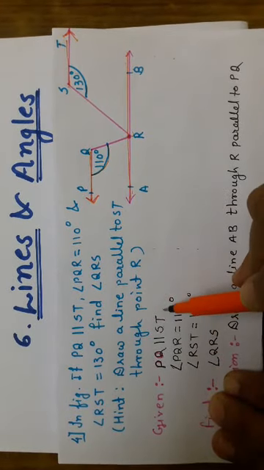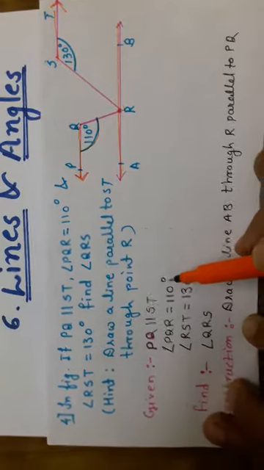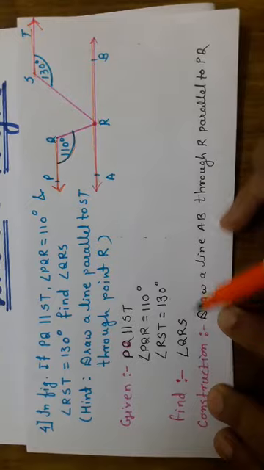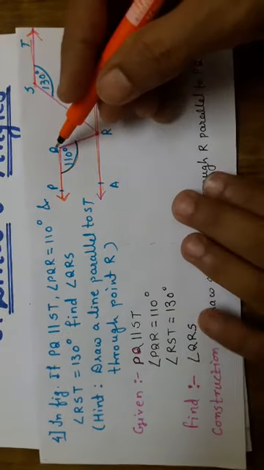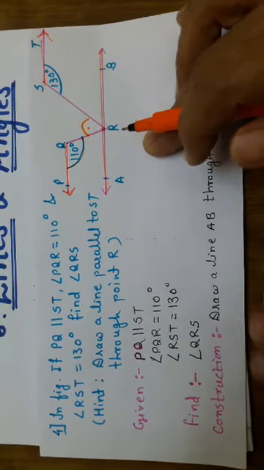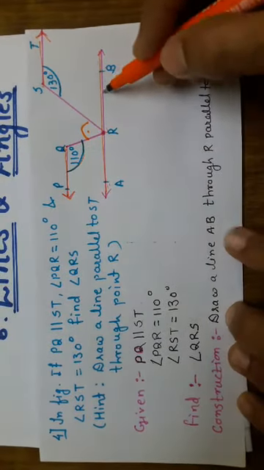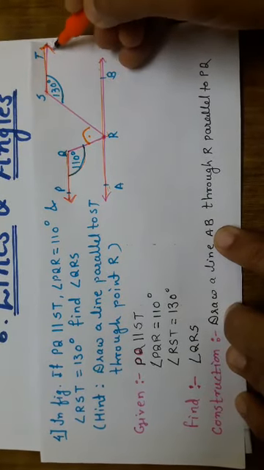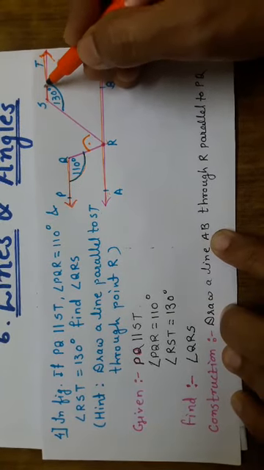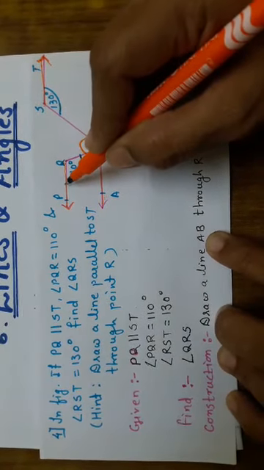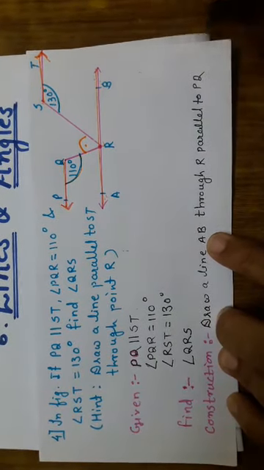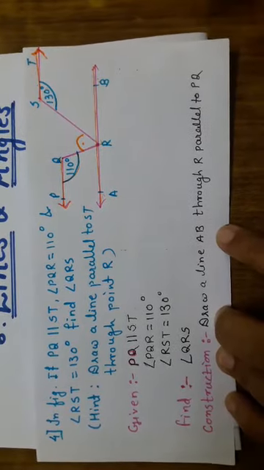Given PQ is parallel to ST, angle PQR is equal to 110 degrees, angle RST is equal to 130 degrees. Find the angle QRS, means QRS we have to find this angle. Okay. Construction: draw a line AB parallel to ST, and already ST is parallel to PQ, means PQ will be parallel to AB. Lines parallel to the same line are parallel to each other, we will apply.